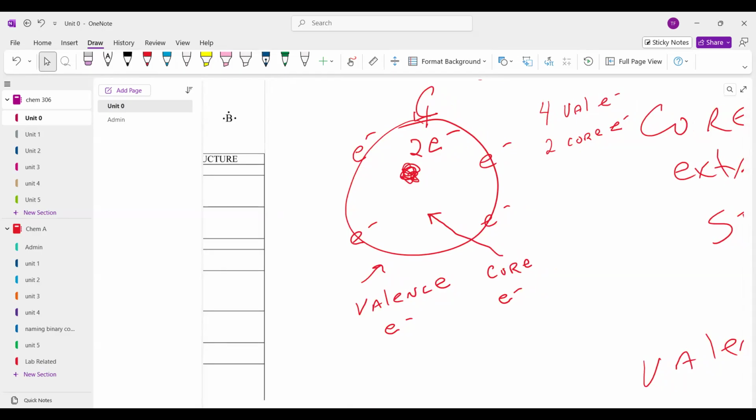How many bonds can carbon have? Also 4. Exactly 4. Now, those bonds can be a triple bond, a double bond, or a single bond, as long as they add up to 4. Singleton electrons bond, electron pairs do not.